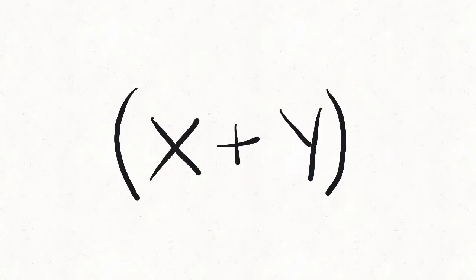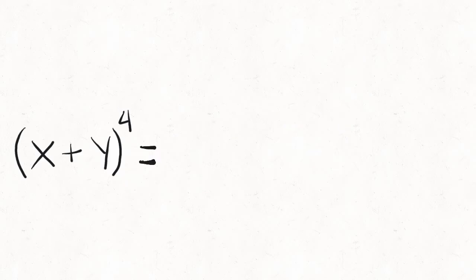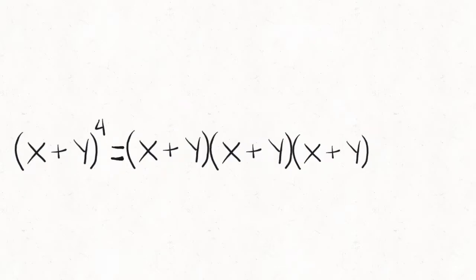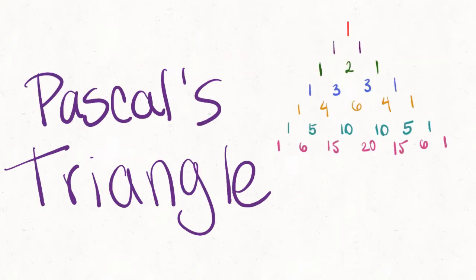Let's say we have the binomial (x + y)^4. To solve this, we will have to multiply (x + y) times (x + y) times (x + y) times (x + y). As you can see, it's extremely long and it's going to take us forever to solve. The good news is that we can solve it in less than a minute using Pascal's triangle.